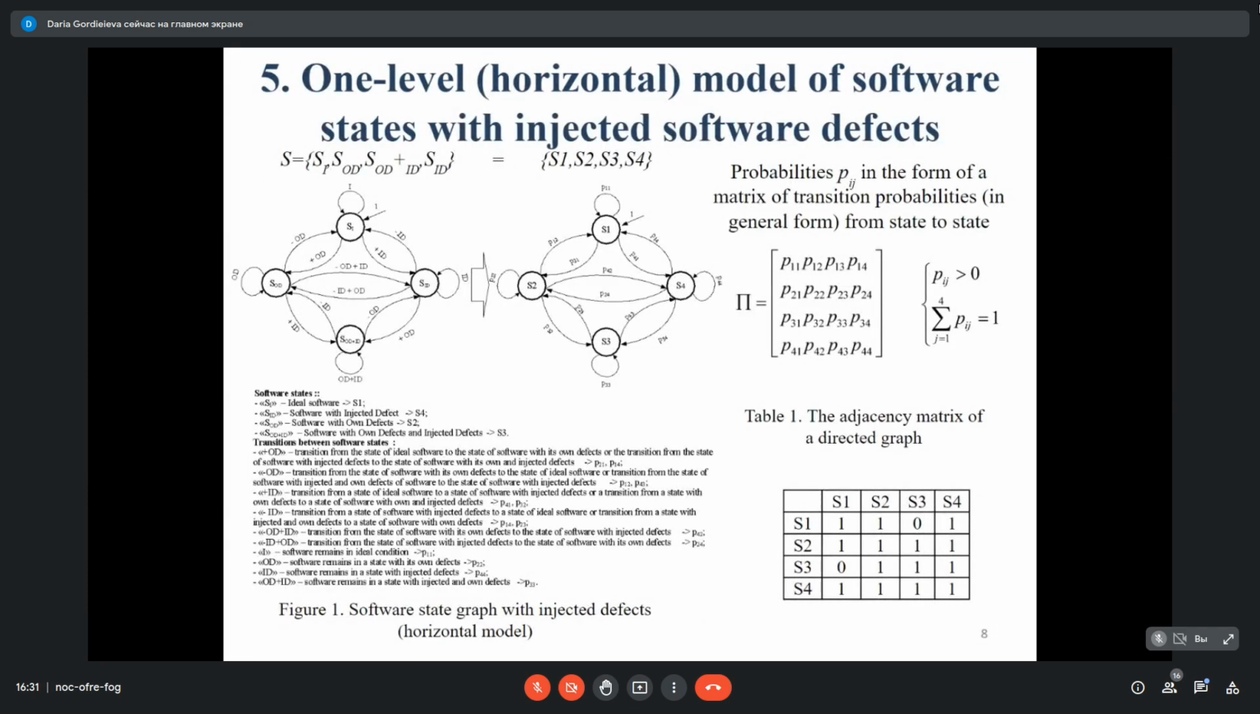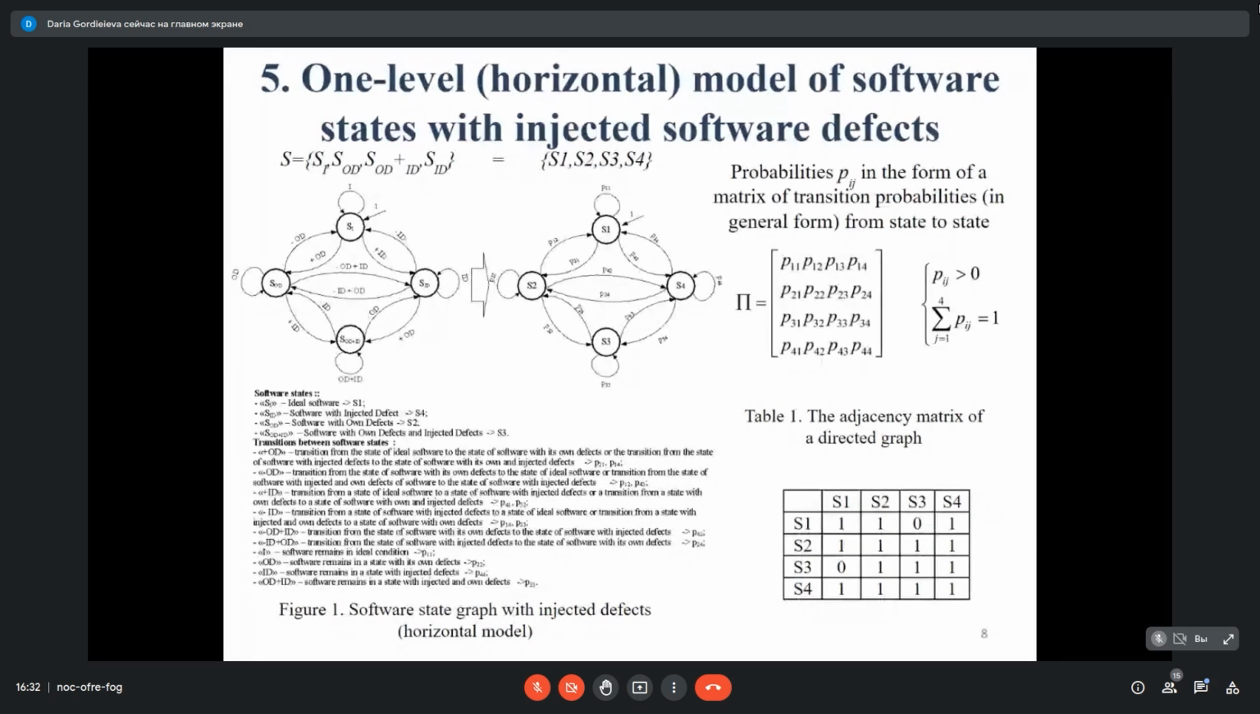Next, we will present and describe the model of software states with injected defects using Markov chain. The Markov chain, like the previous reporter said, in this case is presented as a sequence of transitions of software from state to state which are incompatible. Therefore, the considered Markov chain contains 4 states. First state is ideal software, second state is software with injected defects, third state is software with own defects, and fourth state is software with both own and injected defects.